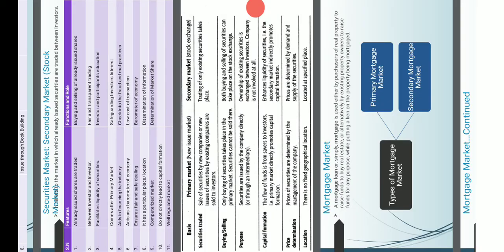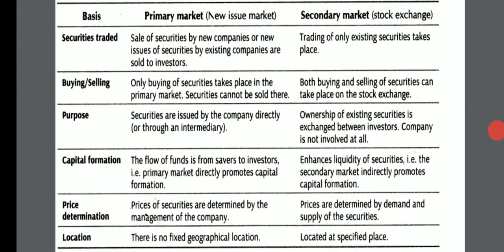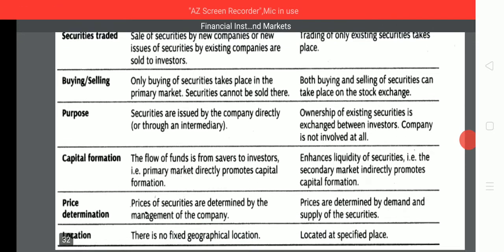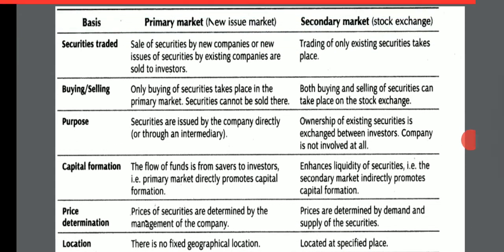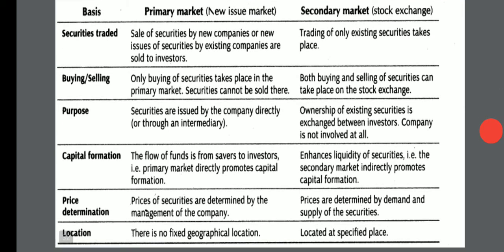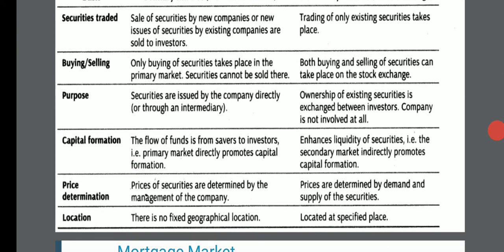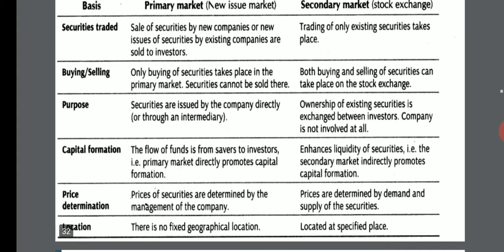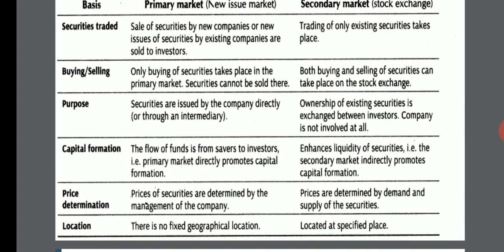Purpose: the securities are issued by the company directly or through an intermediary. In the secondary market, ownership of existing securities is exchanged between investors. The company is not involved at all in the case of the secondary market. Capital formation: flow of funds is from the savers to investors. That is, the primary market directly promotes capital formation, whereas the secondary market enhances liquidity of securities. That is, the secondary market indirectly promotes capital formation.